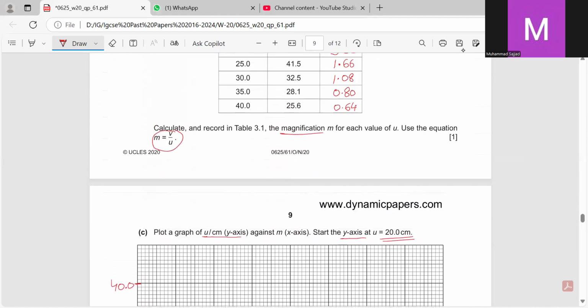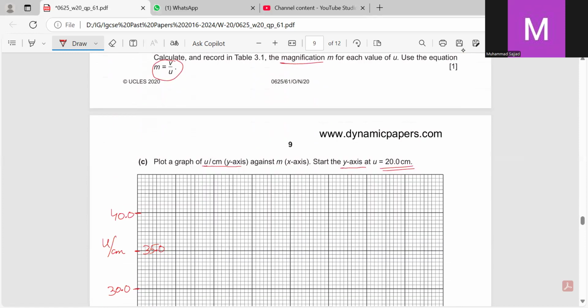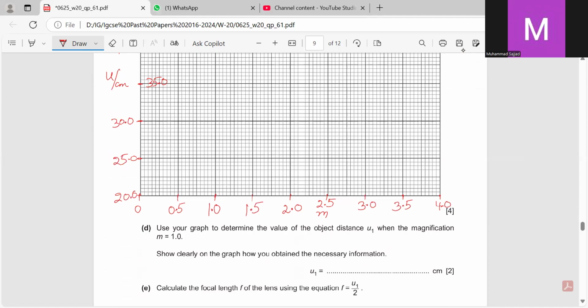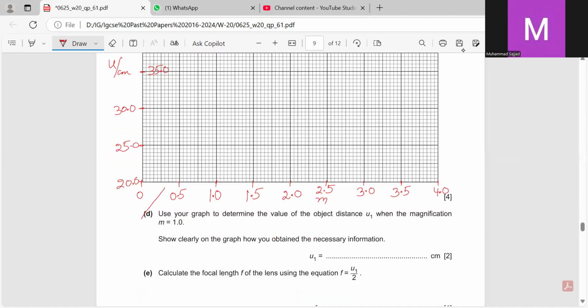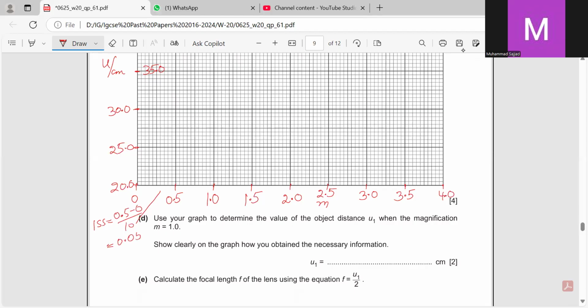Now let's start locating the points. When u is 20 centimeters, m is 3.55, but before moving forward, we must know about the least count, or what is represented by one small square. The rule is one small square, I'm writing 1 SS, is equal to the difference between two consecutively marked values, 0.5 minus 0, over 10. So each small square is 0.05.